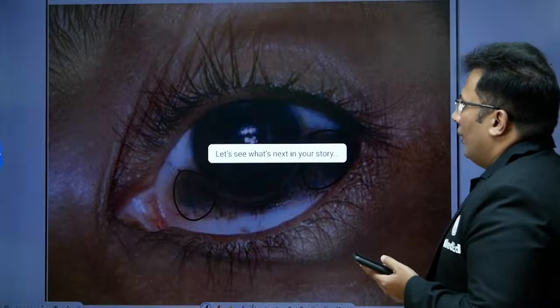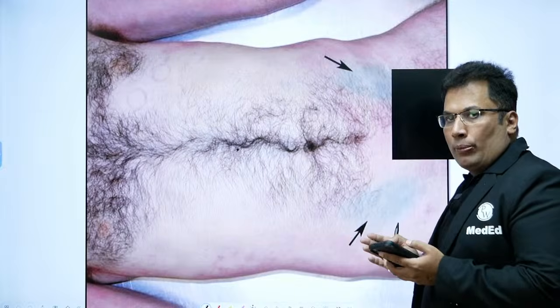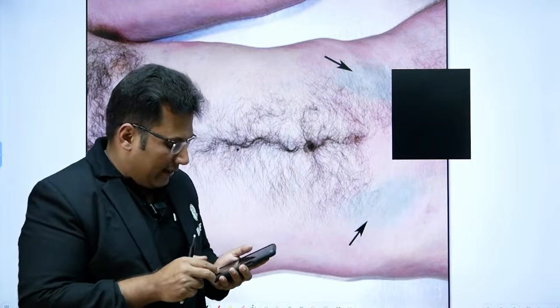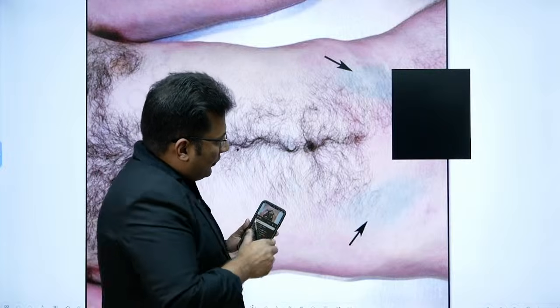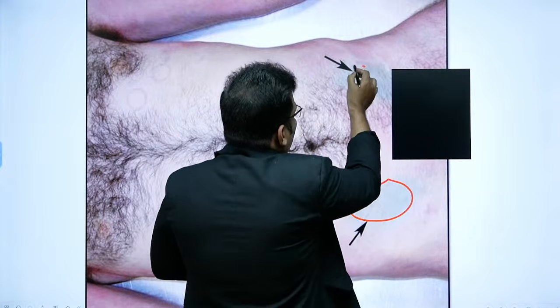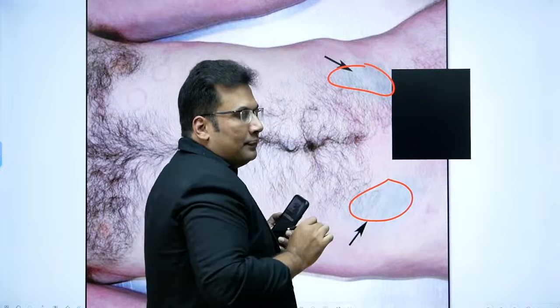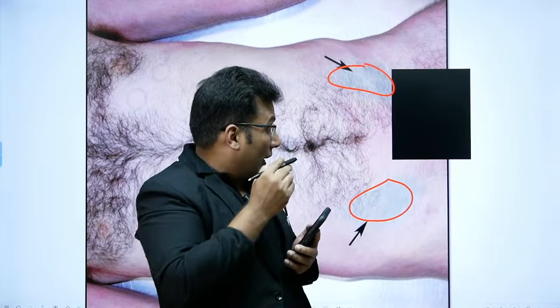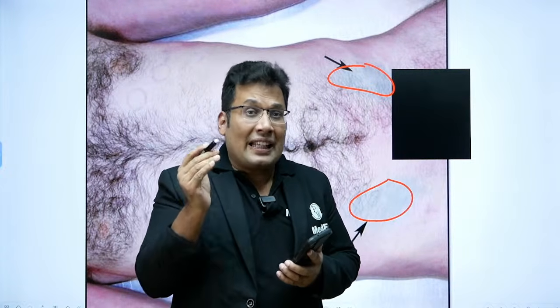Then we have one more case here. Look at this. There is a finding in the right iliac fossa. What we can see here is greenish discoloration. This greenish discoloration is the first external finding in case of putrefaction.